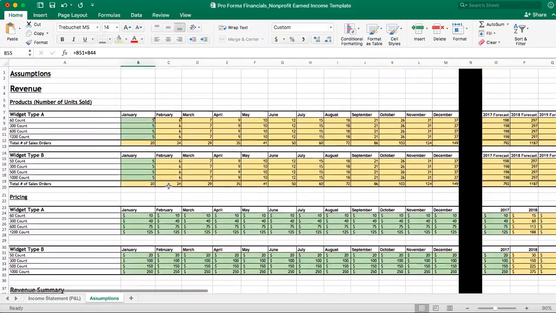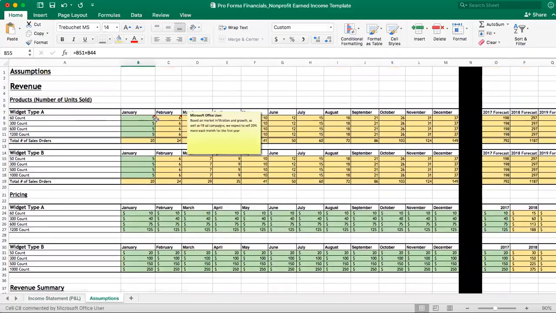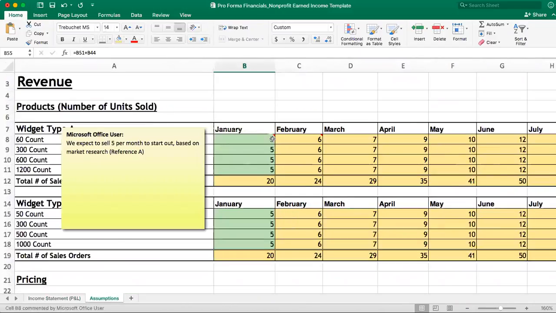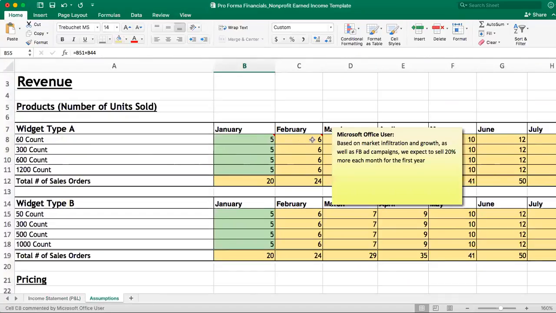Oh, quick note actually, you'll notice these little red flags in here. That's because I made a comment. I wanted to be specific about how I came up with this 5. So basically, I said we expect to sell 5 widget A's of 60 counts per month to start out based on market research. And you'd put in some reference there for why you expect to sell 5. Going forward, based on market infiltration and growth, as well as Facebook ad campaigns, we expect to sell 20% more each month for the first year.